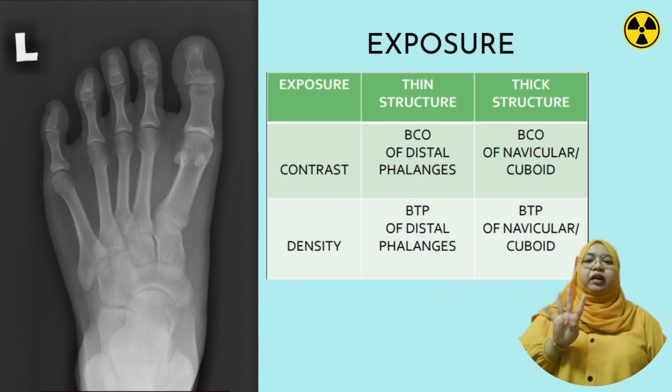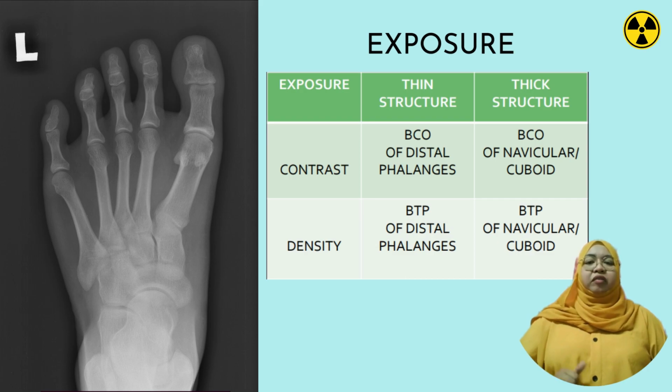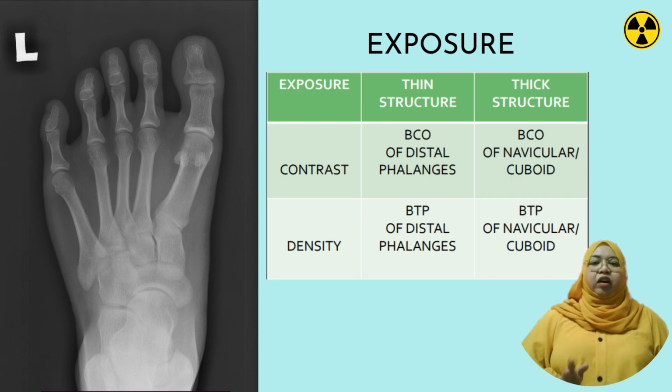The fourth criteria is exposure. How do we evaluate the exposure factor? First, contrast. Second, density. We use kVp to evaluate the penetration and contrast. From this radiograph, the kVp is sufficient for penetration and contrast. Why? We can see the thin structure, that is the cortical outline of the distal phalanges, and also the thick structure, the cortical outline of the navicular and cuboid, clearly seen.